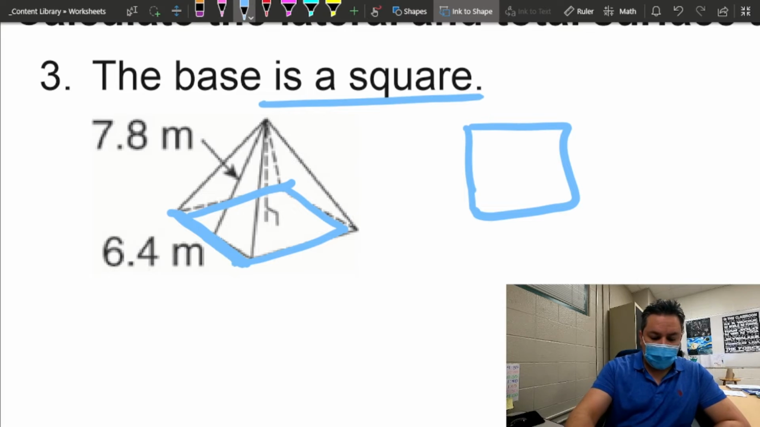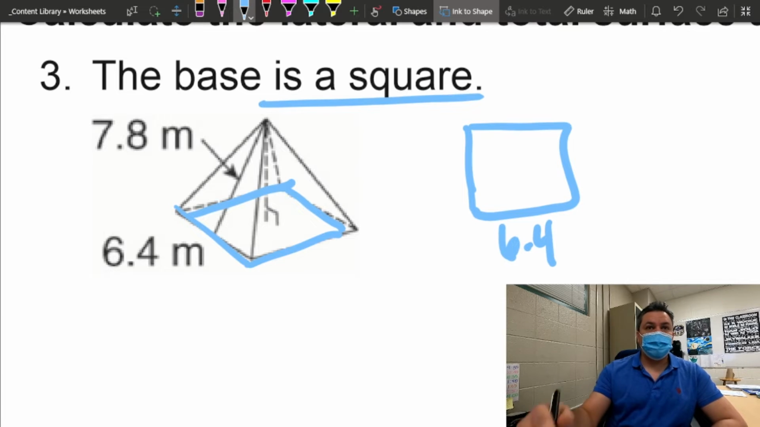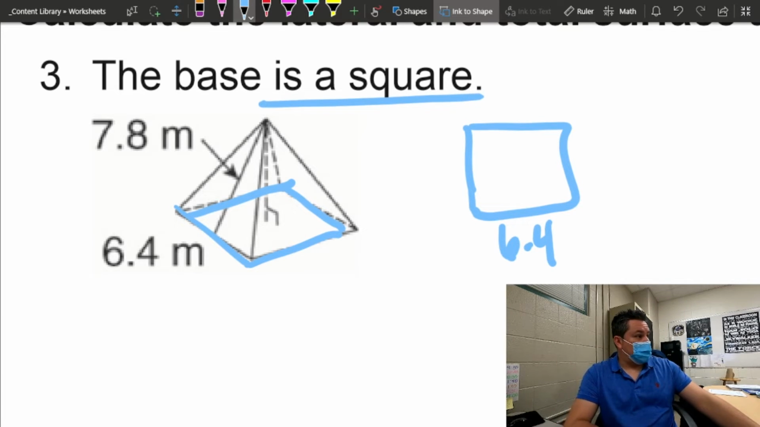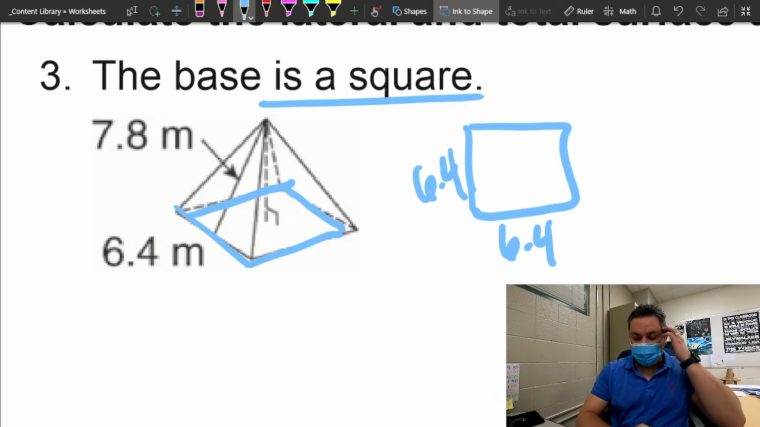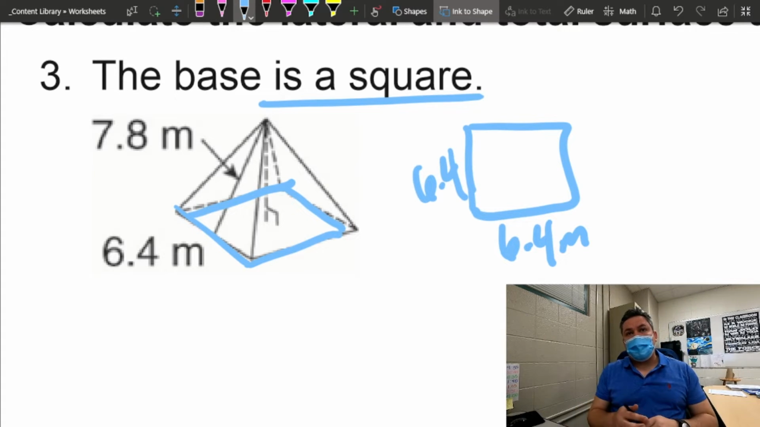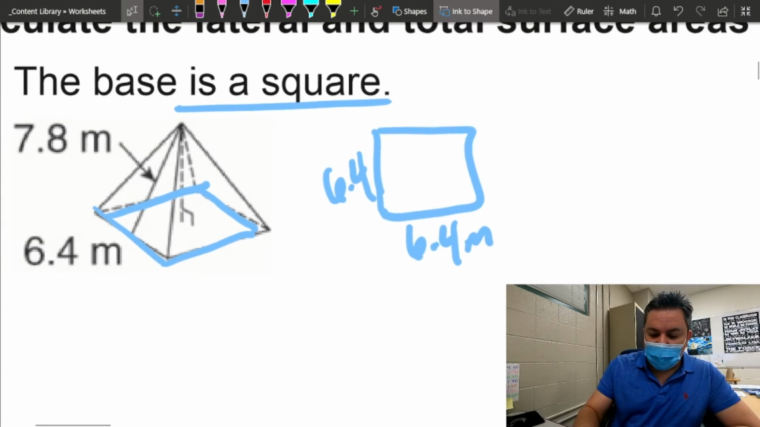So for example, how long is this side right here? How long is this side right there? 6.4. So that's one of the sides of the square, right? So if this is 6.4, how long is the other side of a square? Squares have the same sides all around, right? So these are meters. Now, once you draw this on the side, this is the base, not the face, but the base, the bottom. You can find the area for this real quick.